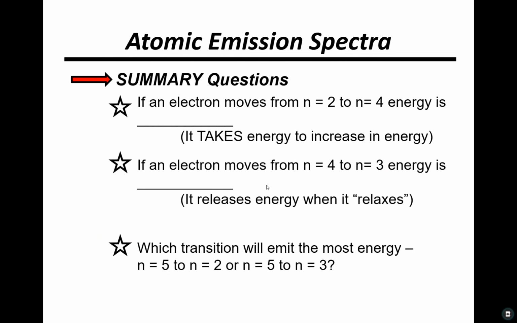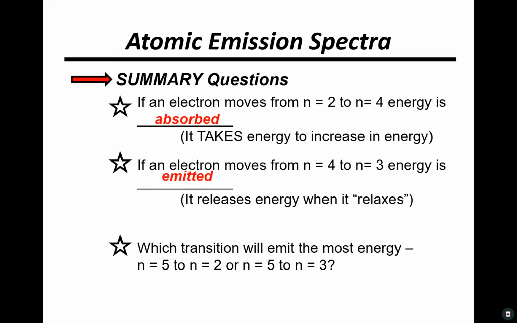So, some summary questions you might want to jot down, really great review. If an electron moves from n equals 2 to n equals 4, energy is what? Energy is absorbed. Remember, it takes energy to push that electron up to a higher energy level. If an electron moves from n equals 4 to n equals 3, energy is emitted. It's released. When we fall back down, we are releasing energy, and we can actually see that energy being released in the flame test lab in the form of colored light.